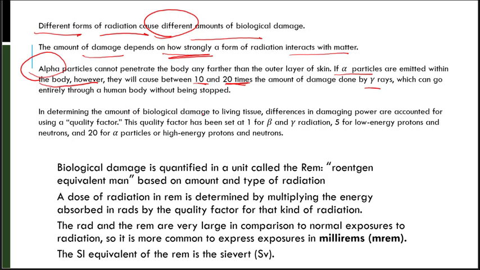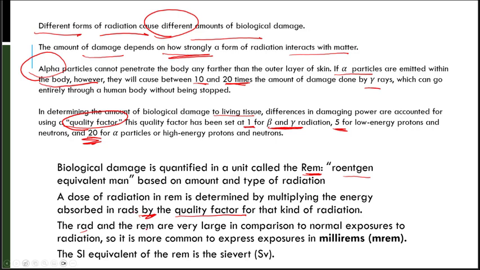In determining the amount of biological damage to living tissue, differences in damaging power are accounted for using a quality factor. This quality factor has been set at 1 for beta and gamma radiation, 5 for low energy protons and neutrons, and 20 for alpha particles or high energy protons and neutrons. Biological damage is quantified in a unit called REM, Roentgen equivalent man, which is based on amount and the type of radiation. A dose of radiation in REM is determined by multiplying the energy absorbed in rads by the quality factor for that kind of radiation.